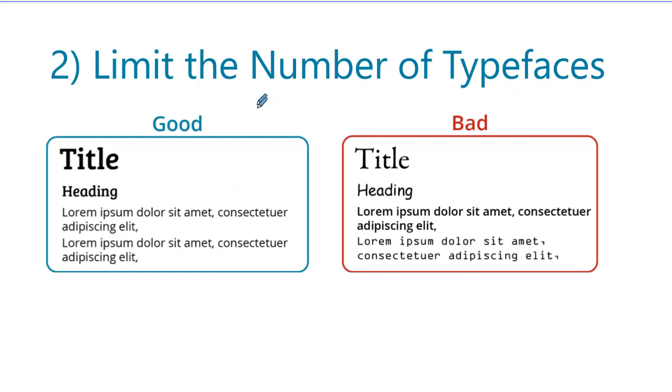Rule number 2, limit the number of typefaces. As a rule, you should either use 1 or 2 different typefaces, and that is it. Look at the bad example. We have a serif font here, then a Comic Sans font here, then some sans serif font here, and then some monospace font here. So we got 1, 2, 3, 4 different typefaces here. This is bad.